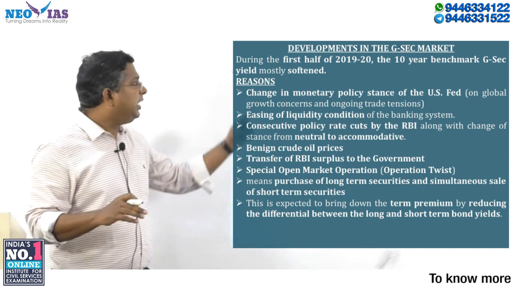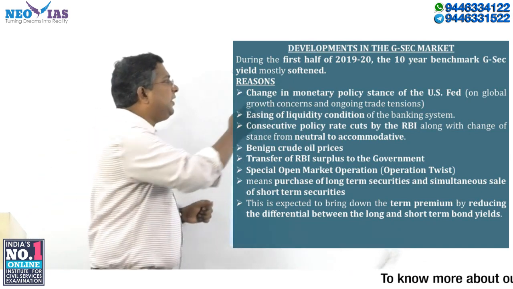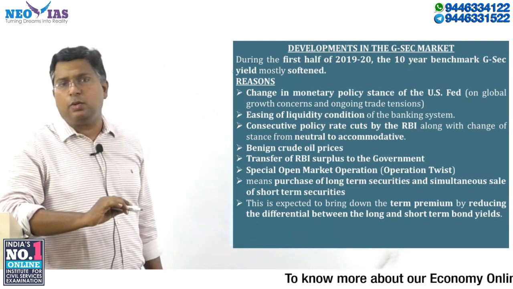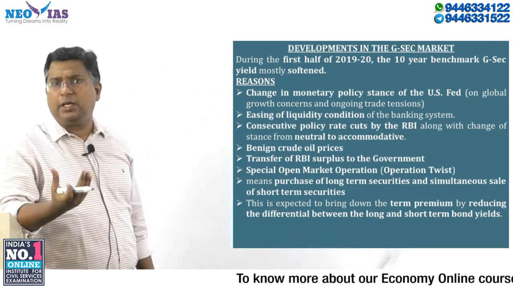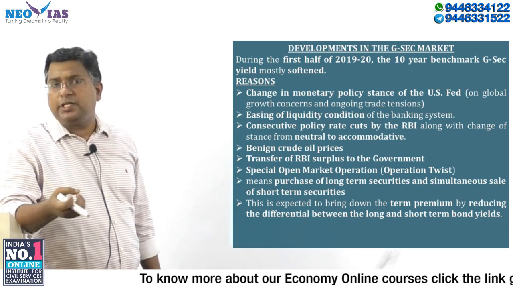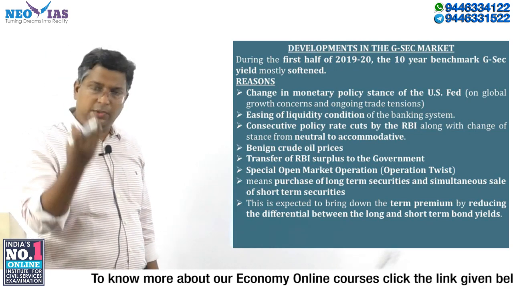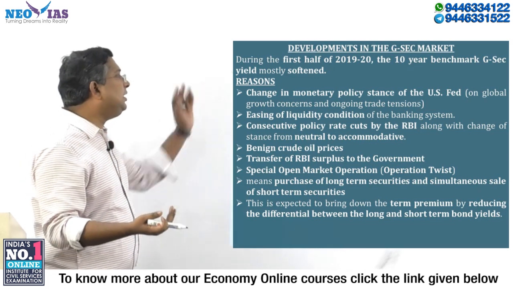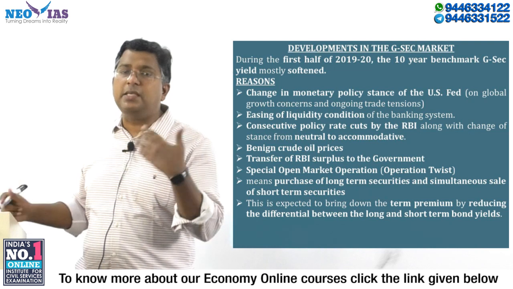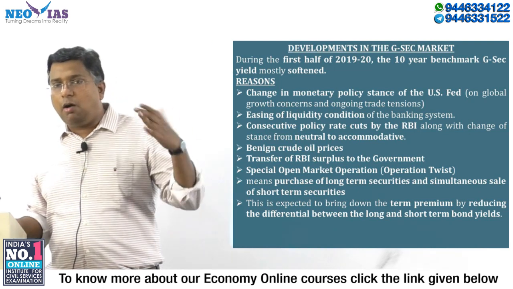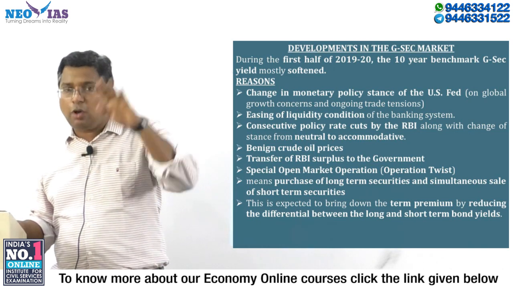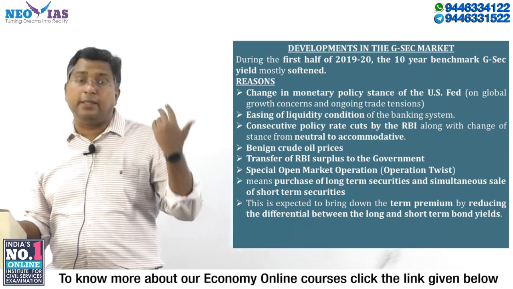Anyway, in the first half of 2019-20, the government securities yield, basically government securities is a bond issued by the government, has softened. It has come down, it has reduced. So what are the reasons for it? This can be a potential question. What are the reasons why the government securities yield or return have softened in the financial year 2019-20?